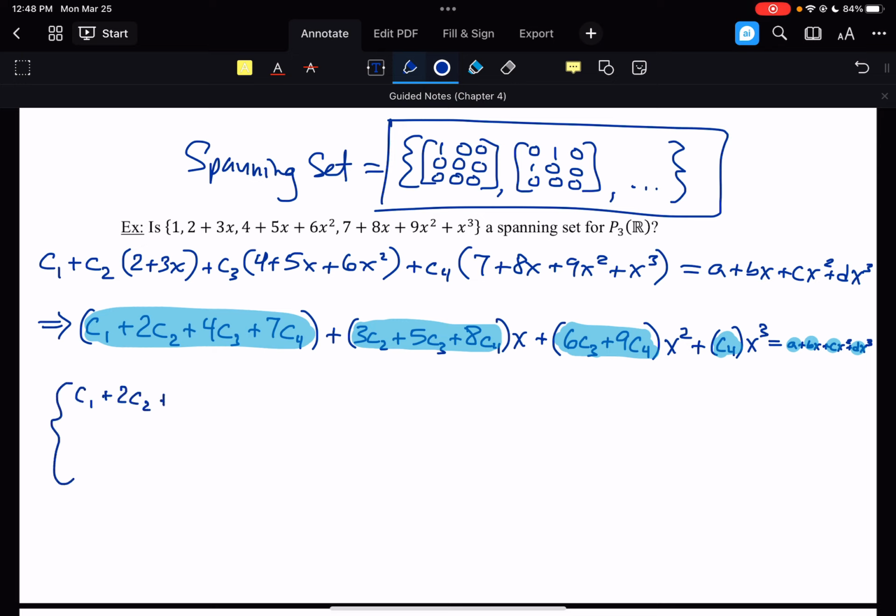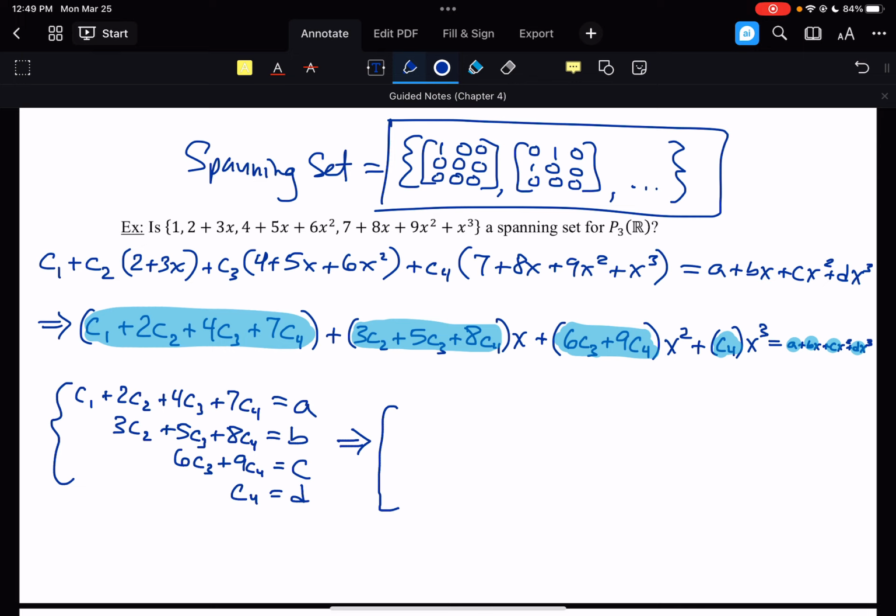C1 plus 2C2 plus 4C3 plus 7C4 is A. 3C2 plus 5C3 plus 8C4 is B. 6C3 plus 9C4 is C. And C4 is D. We saw a previous example kind of like this where we did back substitution. It's not asking us to find the actual linear combination. We're just trying to show that there is one.